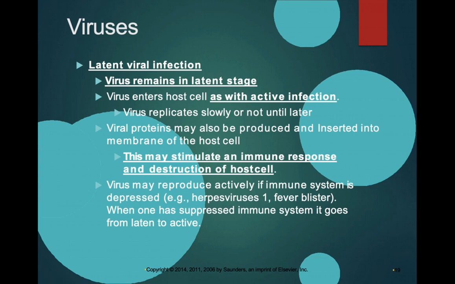Viruses may produce actively if the immune system is depressed or suppressed. We see this a lot, right? Someone may have herpes type 1, but they may not have an active blister on their lip that's oozing, right? We may not see that until what? Until they're under lots of stress, their immune system becomes compromised and weakened, then the virus expresses itself and they end up getting a fever blister, right? When one has a suppressed immune system, it goes from the latent to the active, okay?